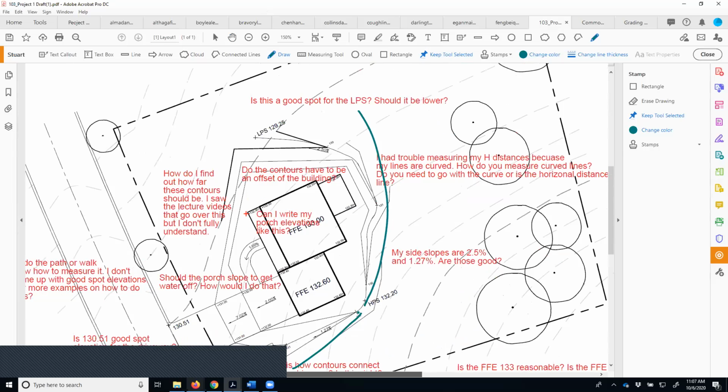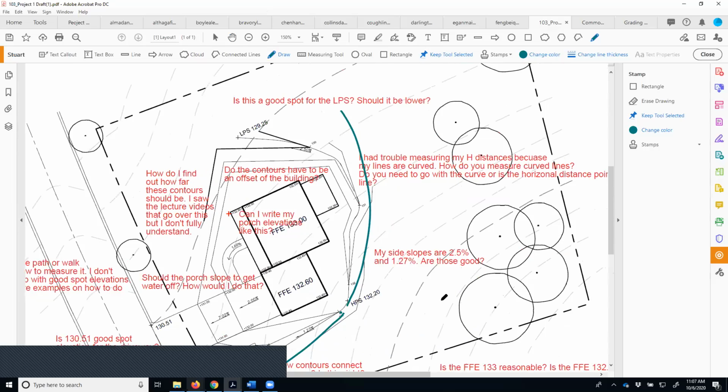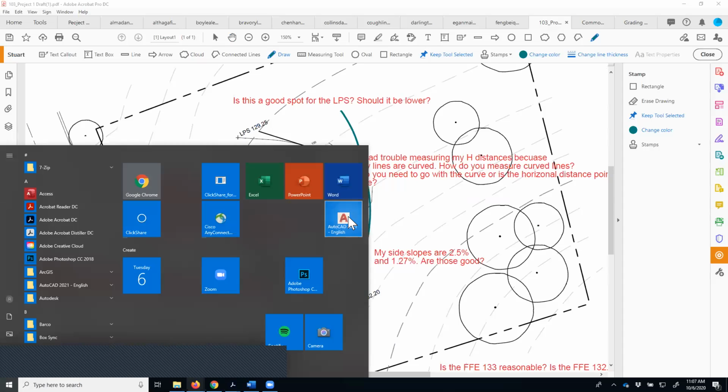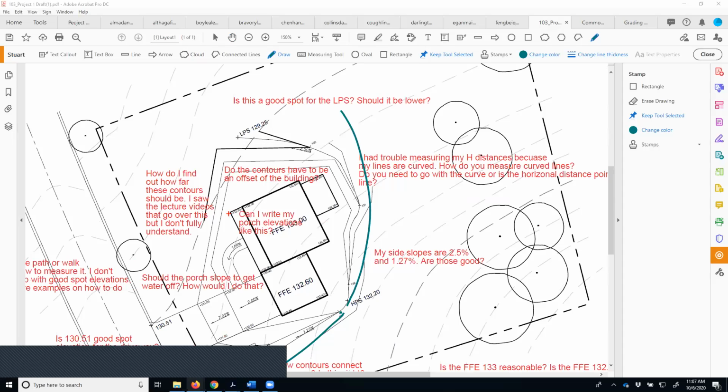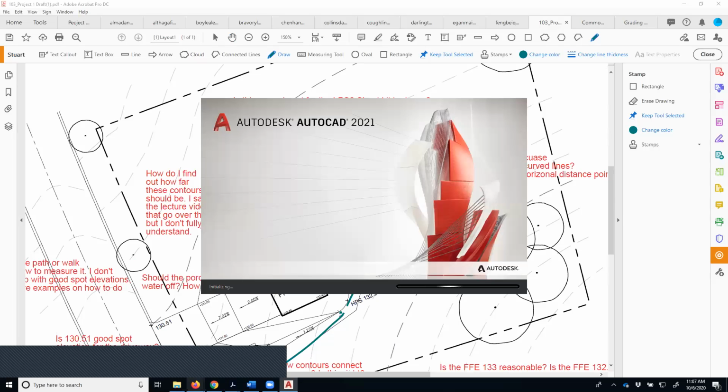Had trouble measuring my H distance because my lines are curved. How do you measure curved lines? You draw the curved line in AutoCAD. I don't have AutoCAD up right now, but I certainly could work on bringing it up. And once you have the curved line in AutoCAD, you simply do an LI or you do a properties on the center line that is curved, and it will give you the length.